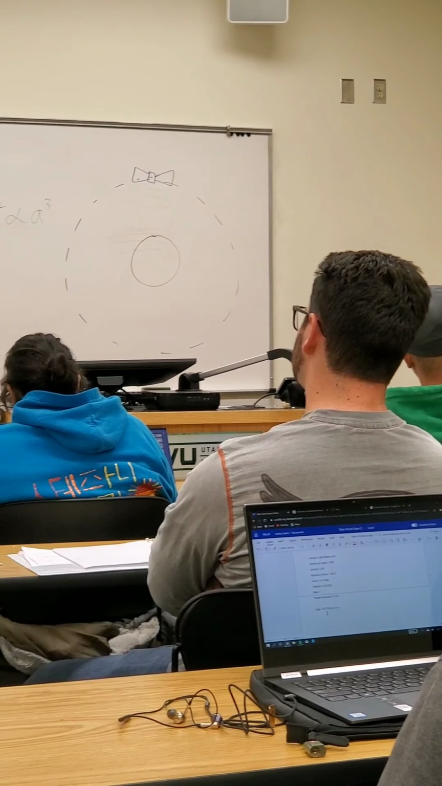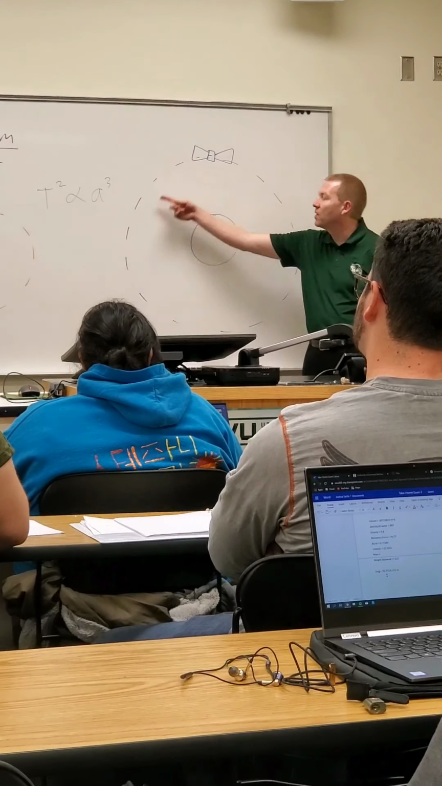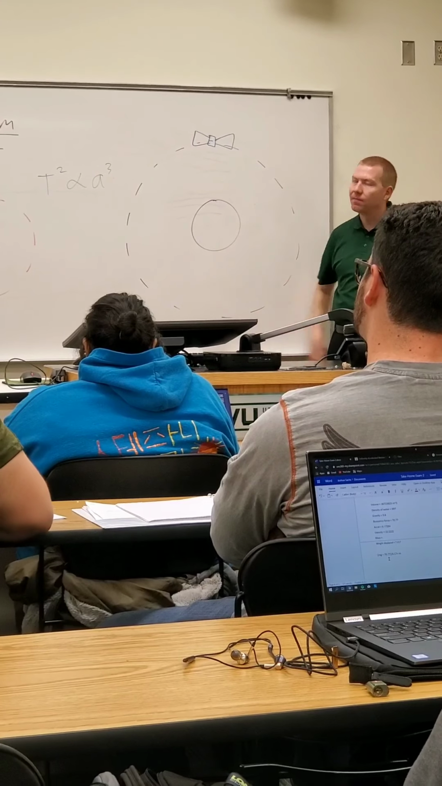You guys know what the period means? How long it takes to do one? Yeah, the period is the amount of time it takes to do one complete cycle. The frequency is the number of cycles you do per second. They're inverses.